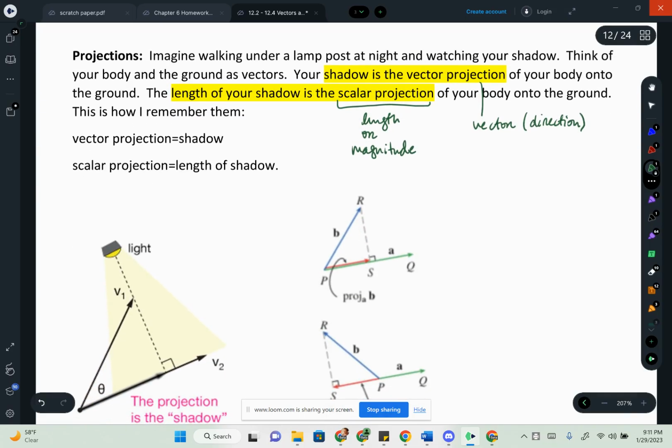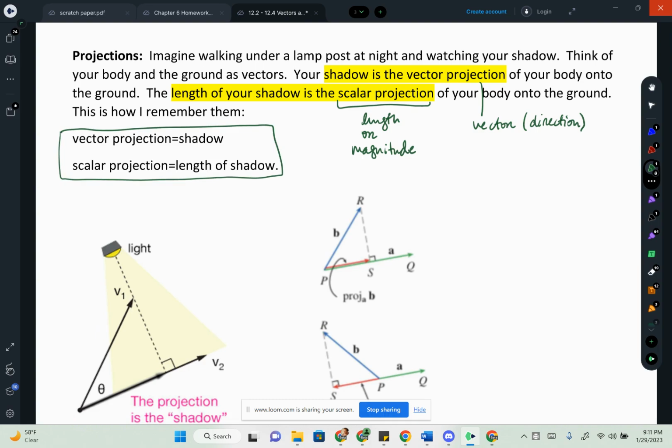Okay. And so what your job is to remember is that when you're asked to calculate a vector projection, you're being asked for the shadow vector. And then if you're asked to calculate a scalar projection, you're being asked for the length of the shadow.